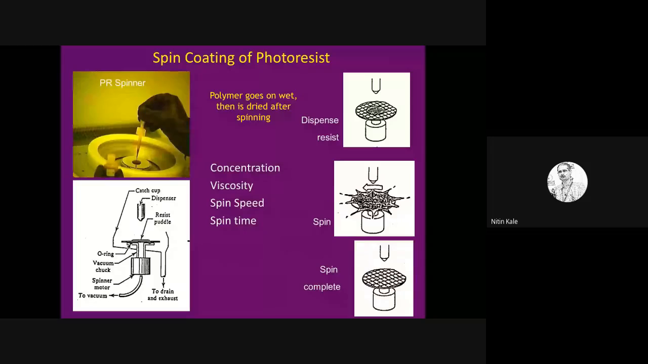Also, the viscosity of the photoresist depends on the temperature. So temperature control of the room is important. Otherwise, you will have different thickness of photoresist and you will have different exposure times, for example. So things have to be in control.